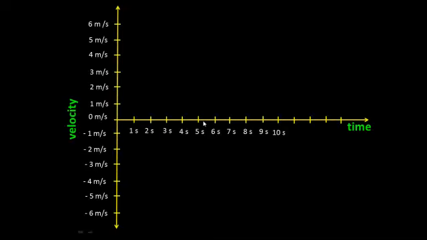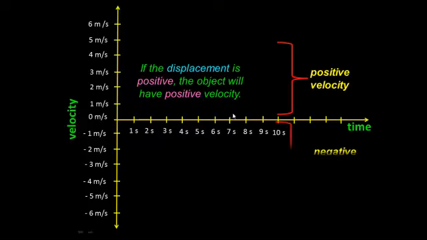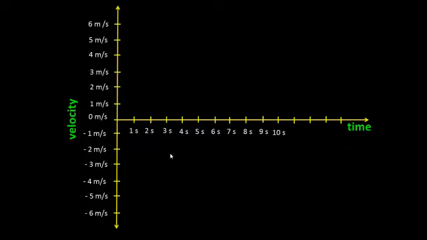Now let's take a look at a velocity versus time graph for an object traveling with constant velocity. Now in the first case, let's say that the velocity was constant 1 meter per second. Now we have positive velocity, and in this case, if the displacement is positive, the object will have positive velocity. And this region down here represents negative velocity. So if the displacement is negative, the object will have negative velocity. So in the first case, when the object was moving away from the observer at a constant 1 meter per second, it would be a nice flat line.